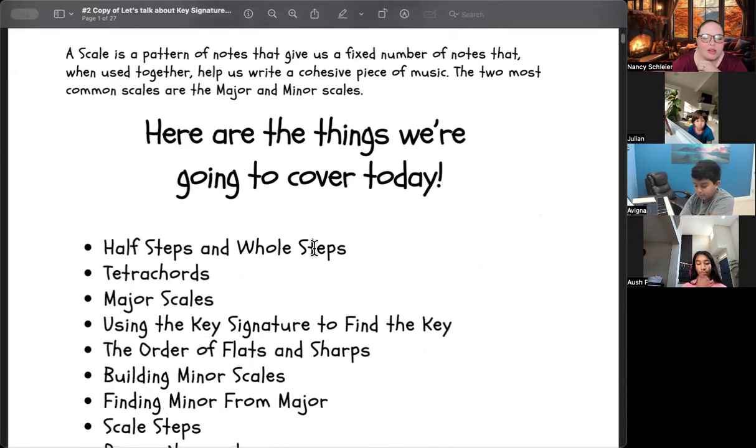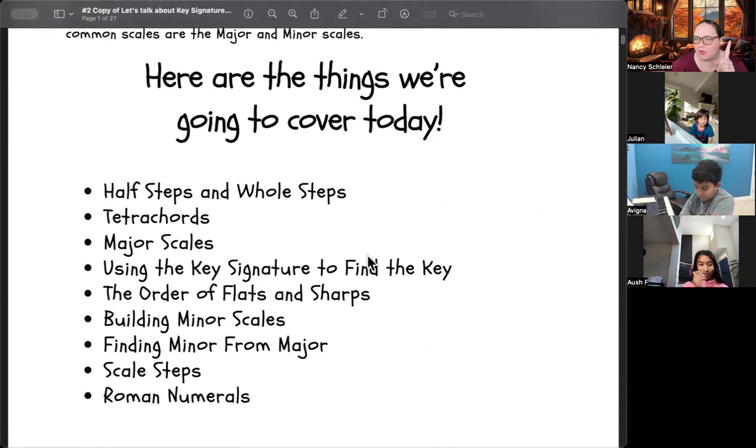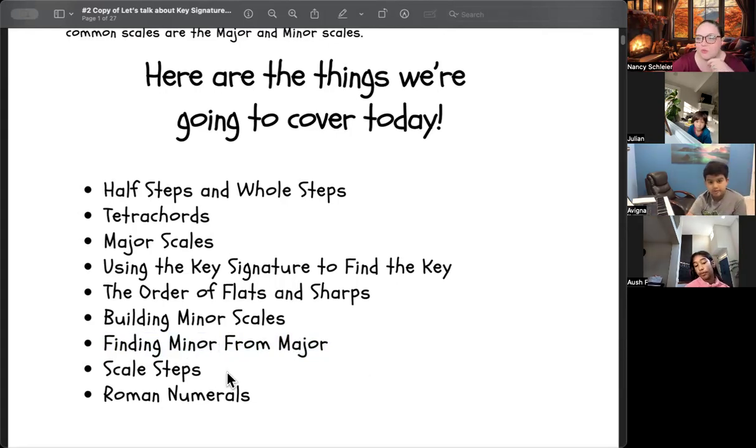Okay, so what we are going to cover, there's a whole bunch more that we may get to in a different class, but we'll talk about those later. So we're going to briefly cover half steps, whole steps, tetrachords, major scales, using key signatures to find our key, the order of flats and sharps, building minor scales. We are also going to do going from minor to major or major to minor, scale steps, and then Roman numerals.